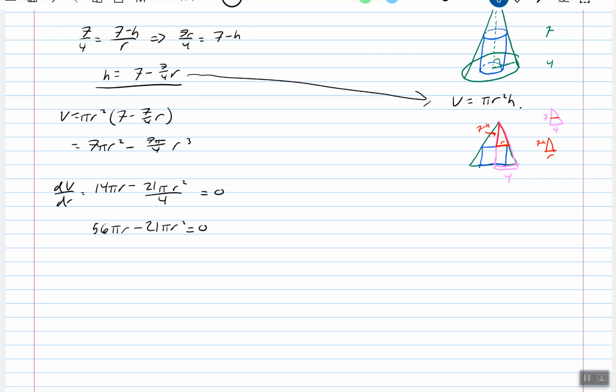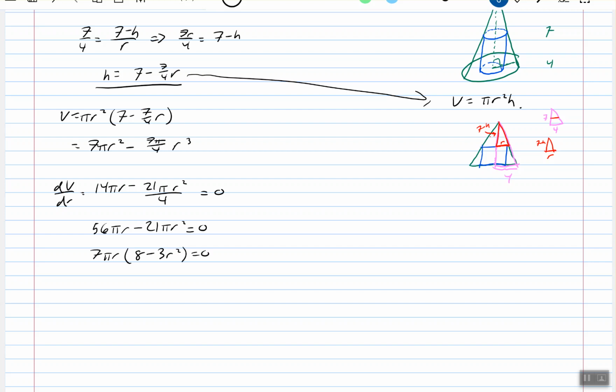We can factor out, let's see, is there any common terms? Actually, I believe so. There is a common term between 56 and 21. Take a second to see if you can figure out the common term between 56 and 21. That's right. It should be 7. So this can factor into 7r times 8 pi. Ooh, you know what? We can pull out the pi as well. So we get 7 pi r times 8 minus 3r squared is equal to 0.